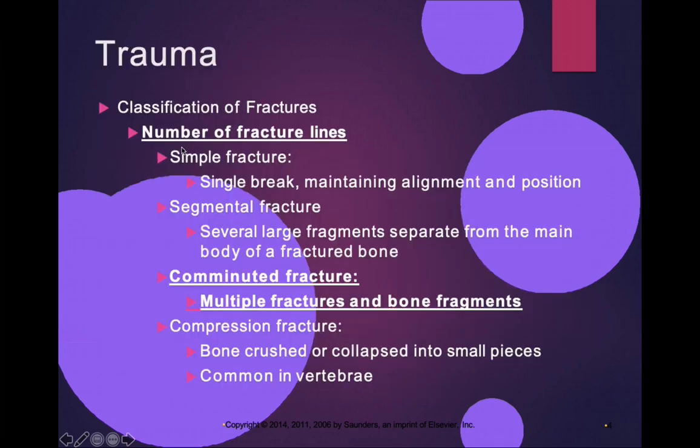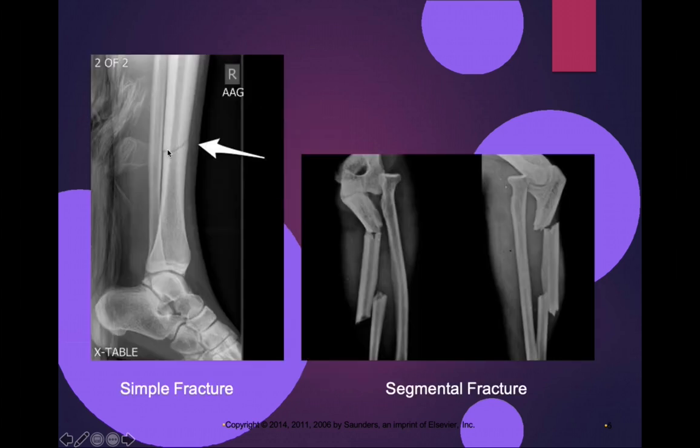So here is an example of a simple fracture. Well, let me go up here. Looks like we skipped something. So a simple fracture, a segmental fracture, a comminuted fracture, a compression fracture. Some of these are named depending on the number of actual fracture lines. So a simple fracture is when there's a single break, right? We could see that here. That is a simple fracture.